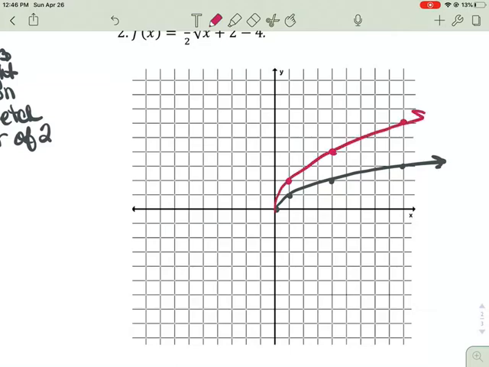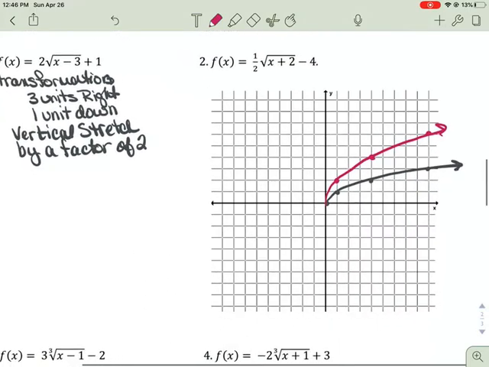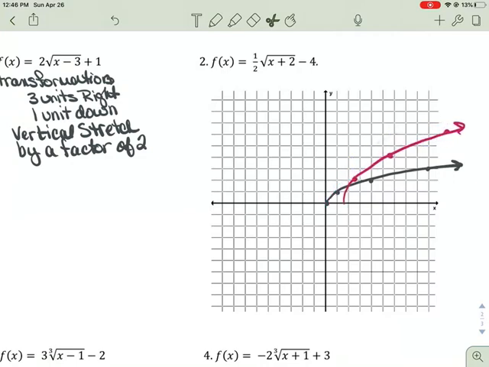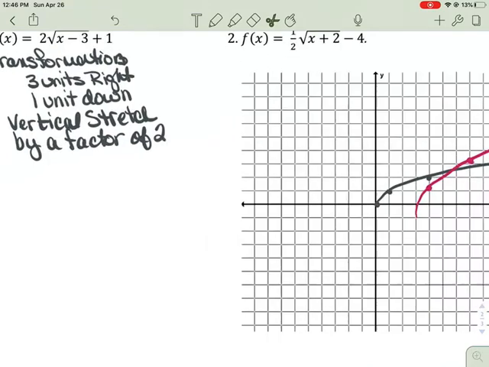So there's my stretch. Okay, and now I'm going to take that graph and I'm going to move it 3 units right and 1 unit down. So you can either physically do it or you can just pick it up and move it 3 units right. 1, 2, 3, and 1 unit down. And there's our solution. Okay, and again, you can check your work with Desmos.